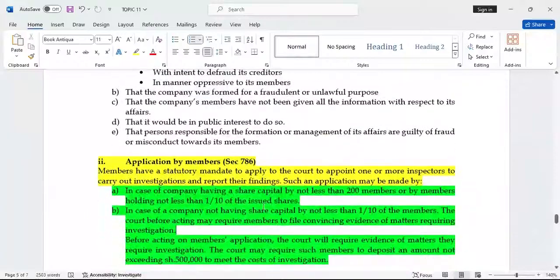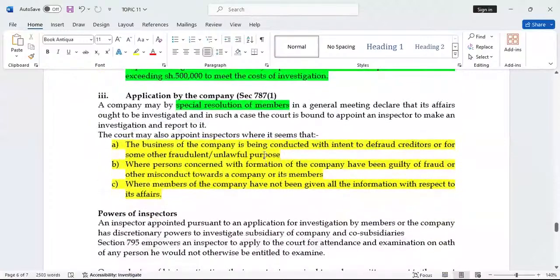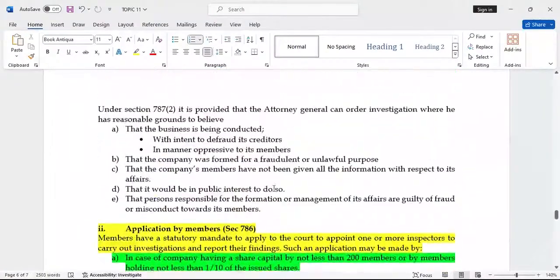I've highlighted here, under application of members, because in this case the question they can ask is the threshold under which members can petition for investigations of the affairs of the company. You must be able to know these ones. In fact, this question was actually tested sometimes, so I can't tell the exact thing. So you have to be keen. So the parties who can petition, and of course also the reasons.